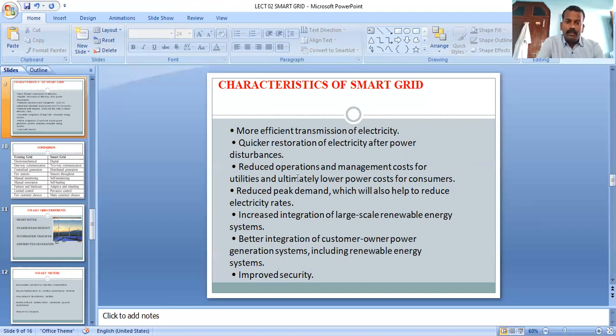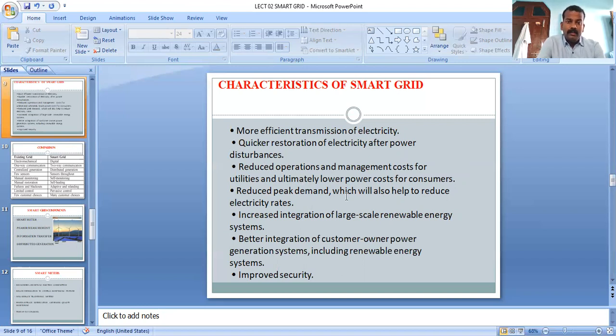If power is efficiently transmitted from the generating station to the load, then the cost of operation and management will reduce, and ultimately the cost of the power will reduce.